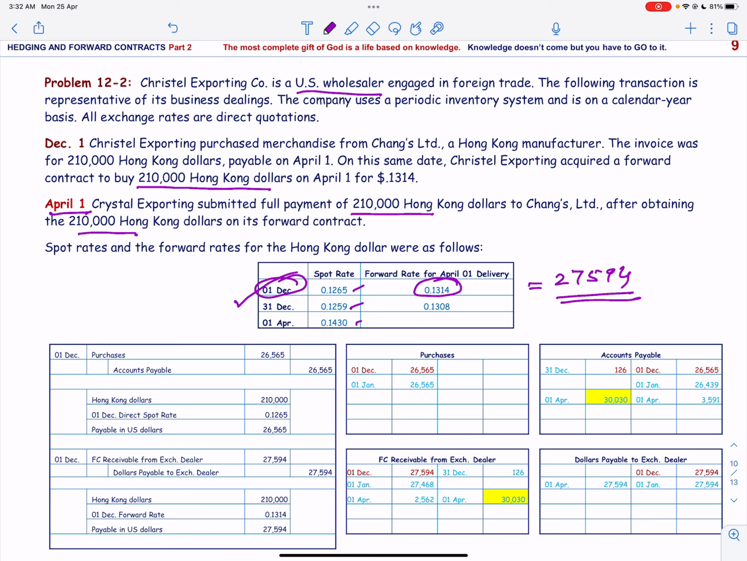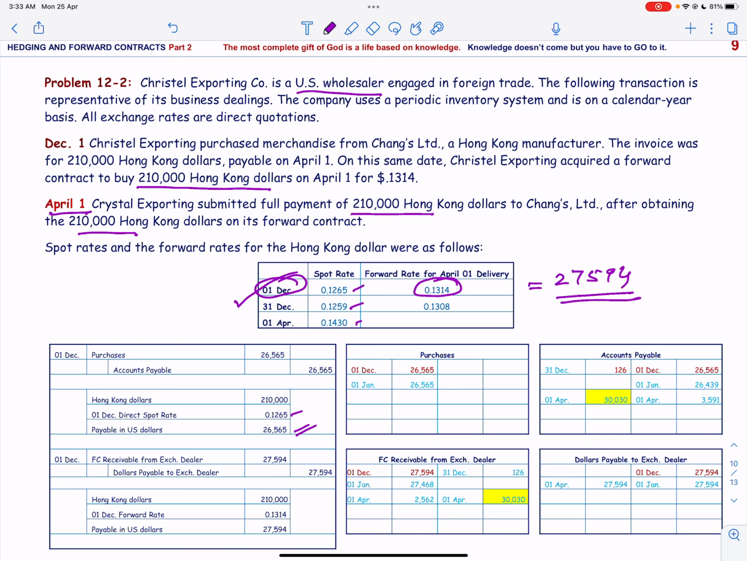Let us see how to record the purchase. Now, on 1st of December, Crystal purchased 210,000 worth of goods from the Hong Kong company. The spot rate is 0.1265. So the amount payable is 26,565. So Crystal records its purchase based on the spot rate, and on that same date, Crystal will record the transaction it has hedged. Now, hedging means the company wants to guarantee it has to pay for those Hong Kong dollars. So, it purchases a forward contract.